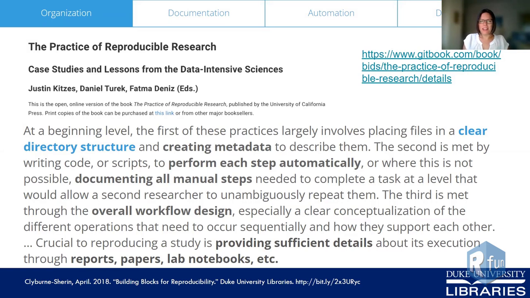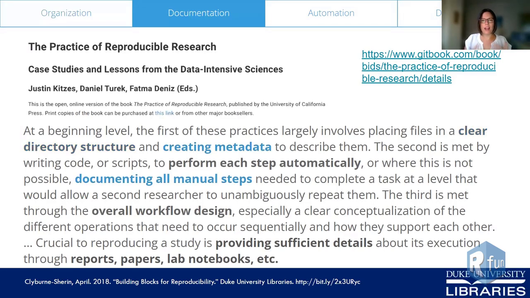So they said, at that beginning level, one of the most foundational things to building a more reproducible workflow is having a good organizational system, where you have a clear directory structure, where you know where your data are, where your code files are. And we'll give you an overview of what that can look like and what's usually suggested for reproducible research during this workshop. Next, we have documentation. So you'll want to make sure you're creating metadata that describes your files and what the purpose of them is and what's found within your folder structures, as well as documenting any manual steps in your process.